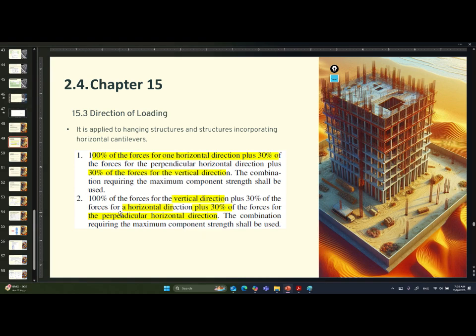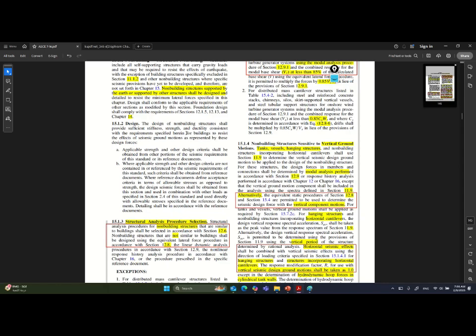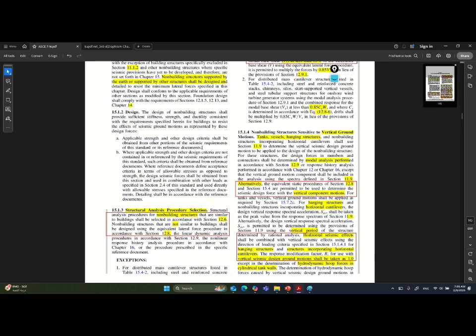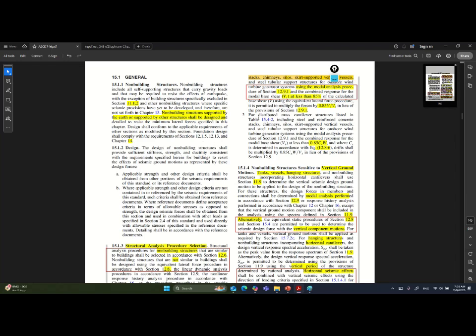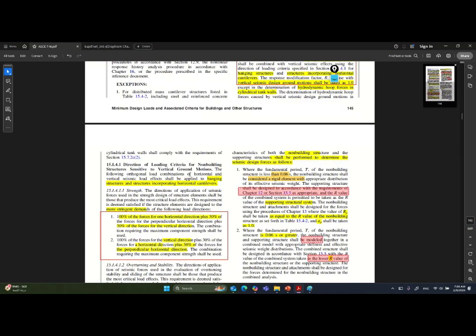Also the other one: 100% of the vertical direction plus 30% of the horizontal, plus 30% from the other direction. So for chapter 15 also we will talk briefly about it, like how to design it and what methods you are going to use. So I highlighted the most important parts for you. Also you should read it.